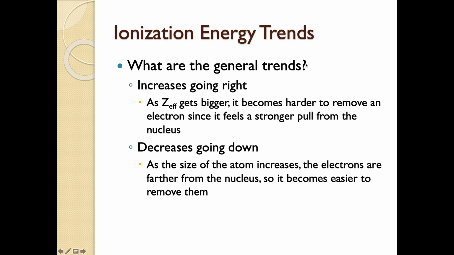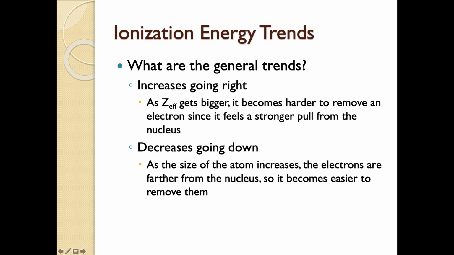When I'm thinking about trends, I often think that most trends will be the exact same as effective nuclear charge, and we'll see this with the ones that are about to come as well. They're going to increase up and to the right. The reason for that is really the effective nuclear charge. As the effective nuclear charge gets bigger, it's going to get harder to pull off an electron. Effective nuclear charge increases as we go to the right on the periodic table, so ionization energy is also going to increase as we go to the right.